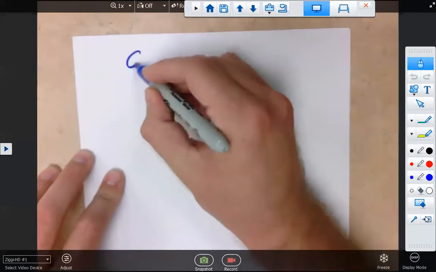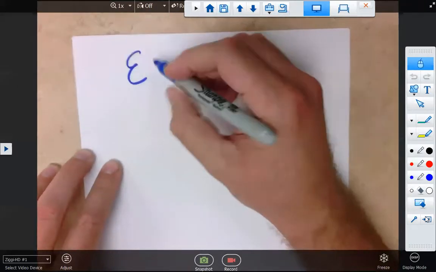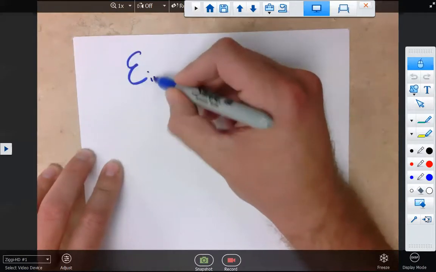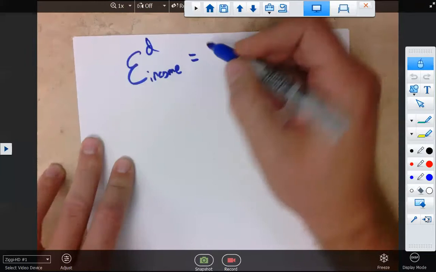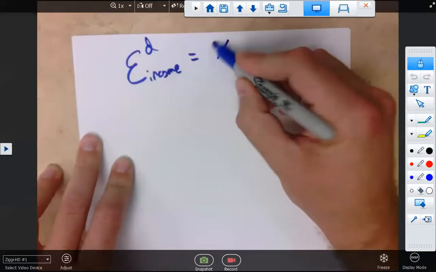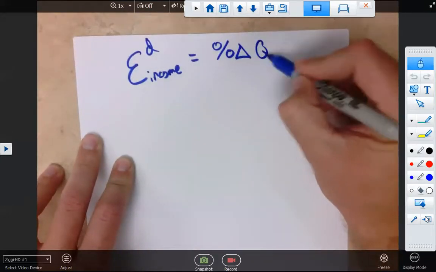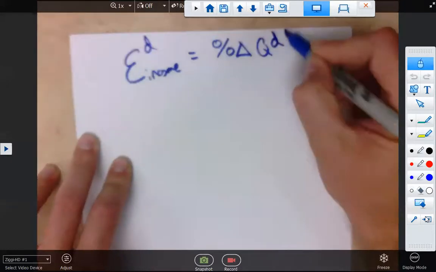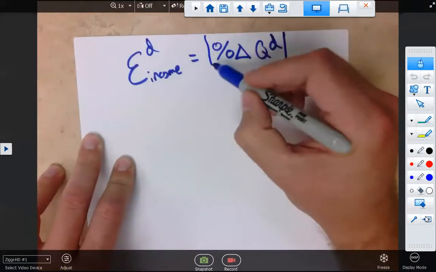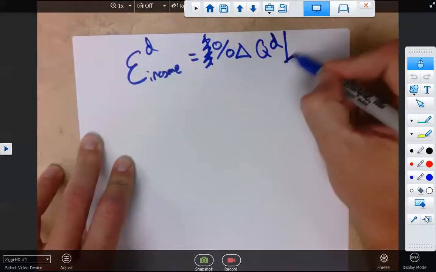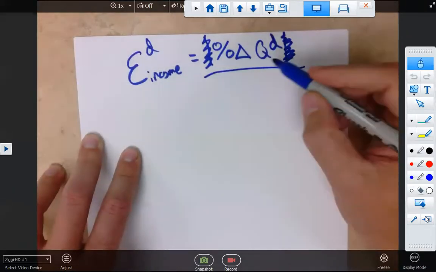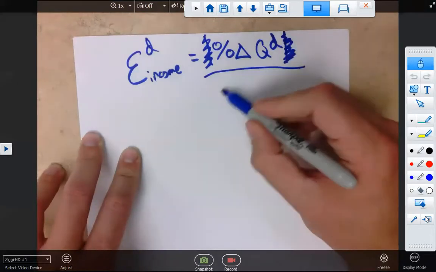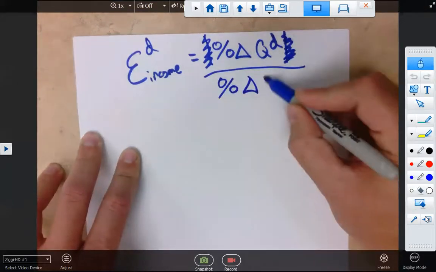So the income elasticity of demand, you could just say income elasticity of demand. This is my percent change in the quantity demanded. Actually, not absolute value, sorry. It's very important to not absolute value this. And then my percent change in my income.